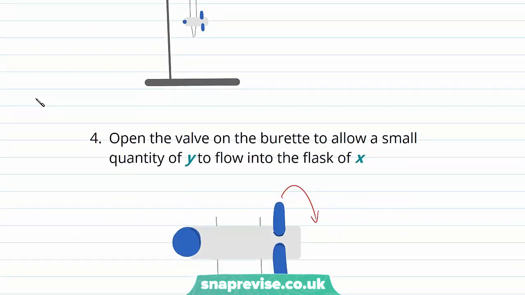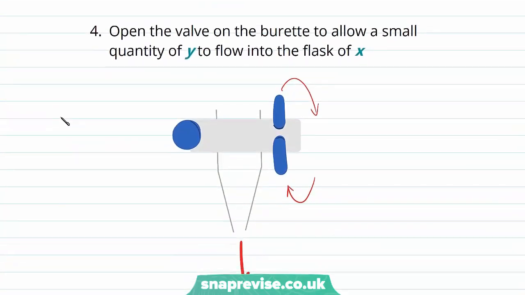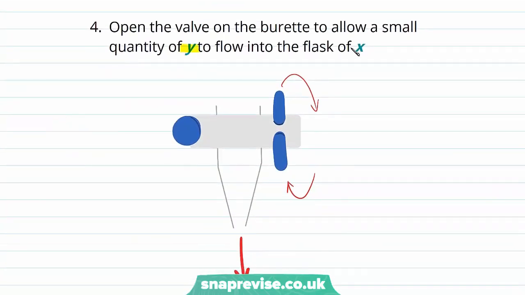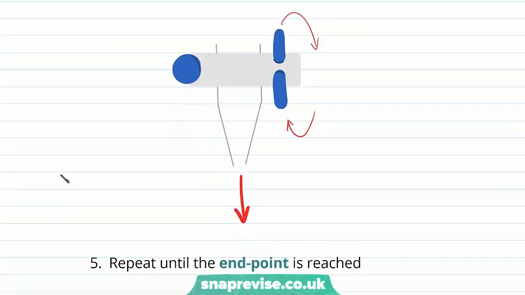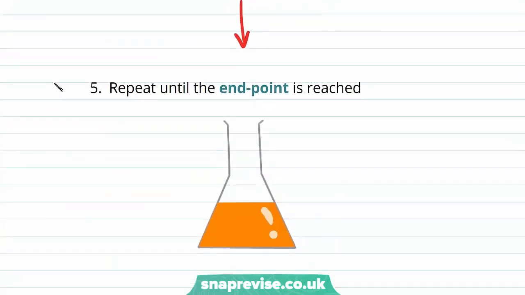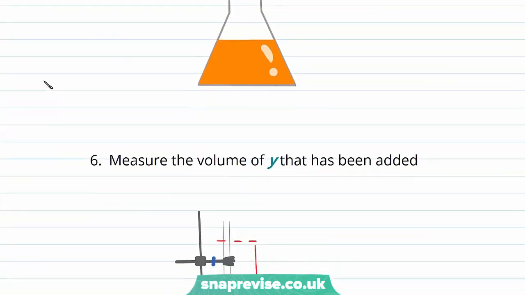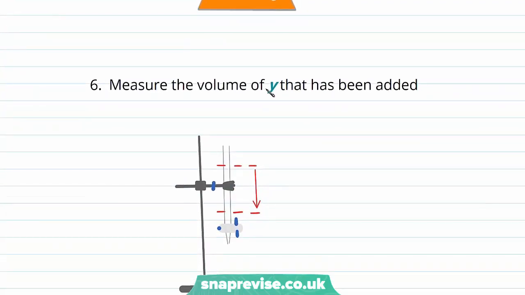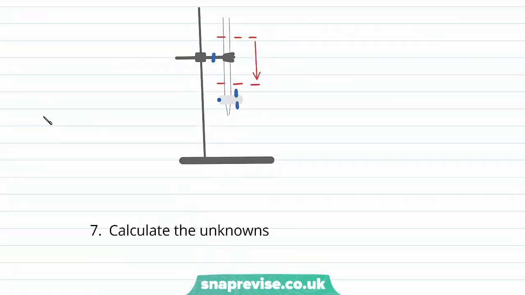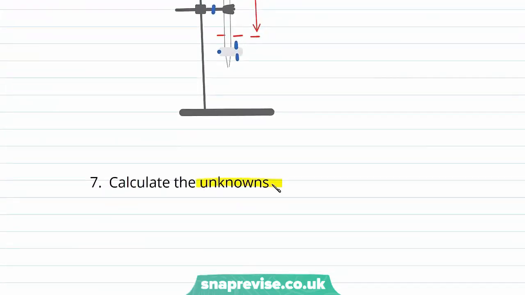We then open the valve on our burette to allow a small quantity of Y to flow into our flask of X. You can see here that we're turning that valve to allow Y to flow out and into our conical flask of X. We repeat this process until the end point is reached, and we can then measure the volume of Y that has been added. We can then calculate the unknowns by analysing the result of our titration.